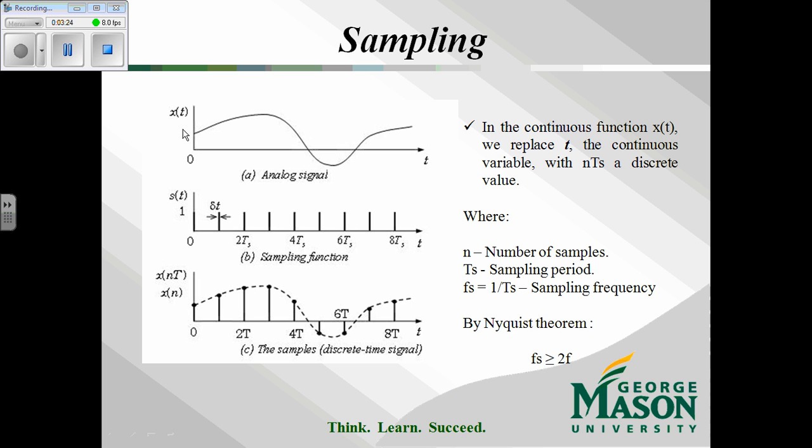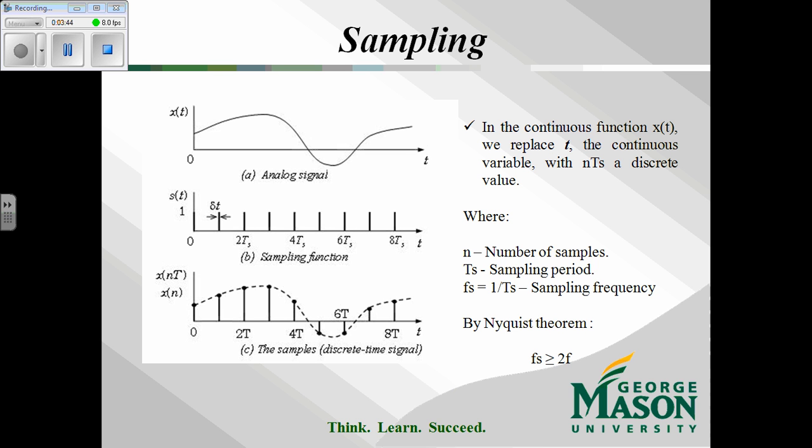So we have a continuous function x of t, and we're taking a certain number of samples. The sampling period is the time from here until the end. That's how long we're taking samples for. So it could be a day, it could be a minute, it could be 30 seconds. The frequency of sampling is 1 over the sampling period.